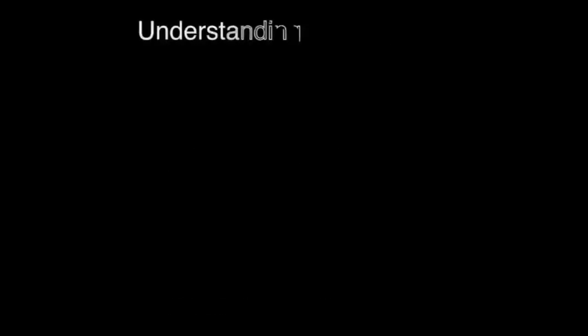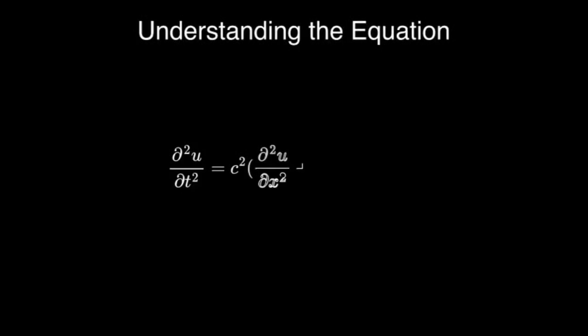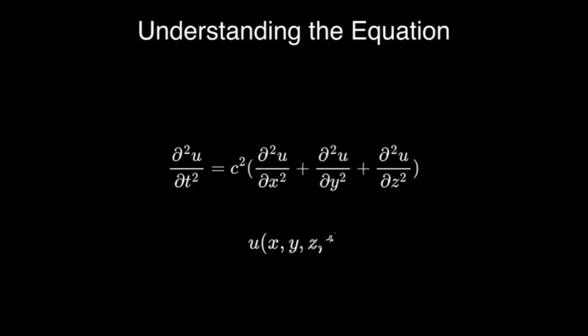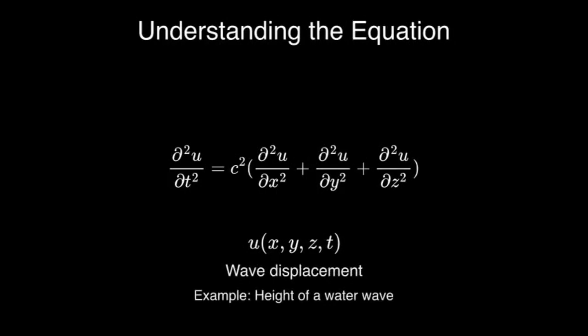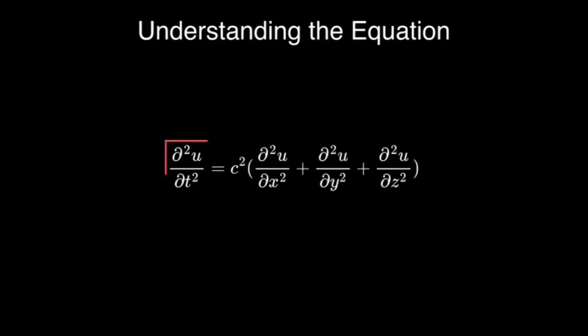Now let's understand the meaning of every symbol in the 3D wave equation. The function u represents the displacement of the wave. For example, in water waves, it tells us how high or low the water surface is at any point. The second derivative with respect to time measures the wave acceleration, how quickly its motion changes.